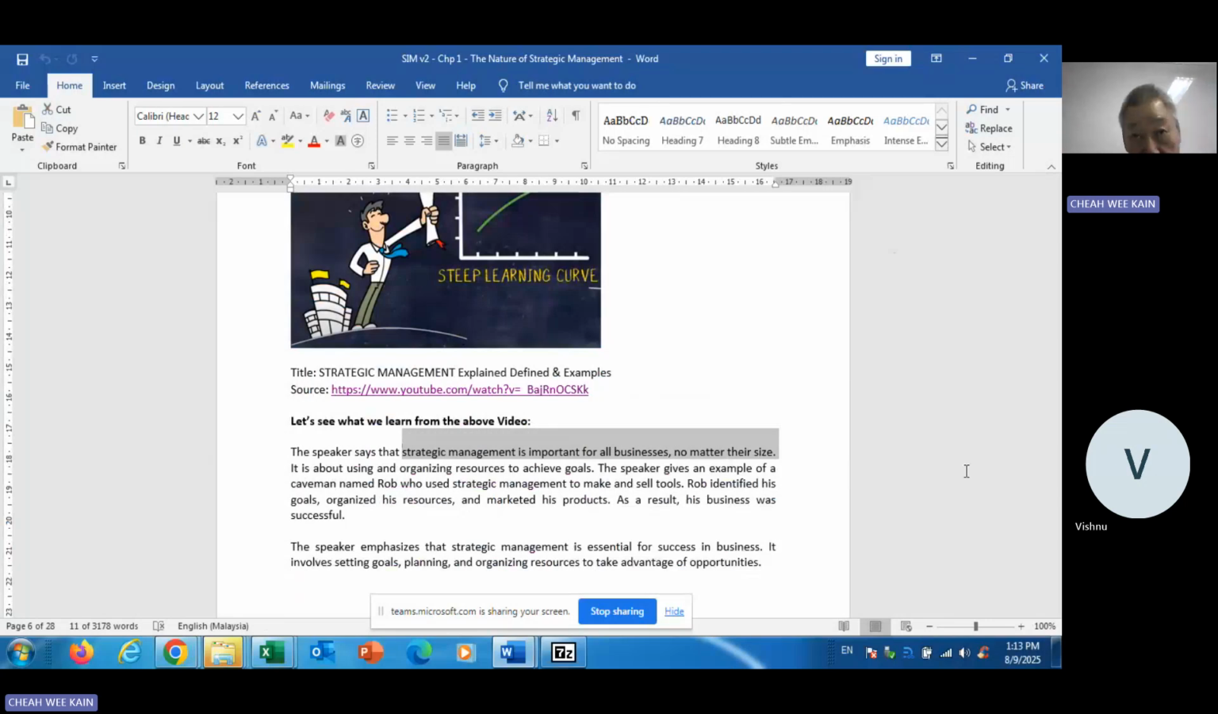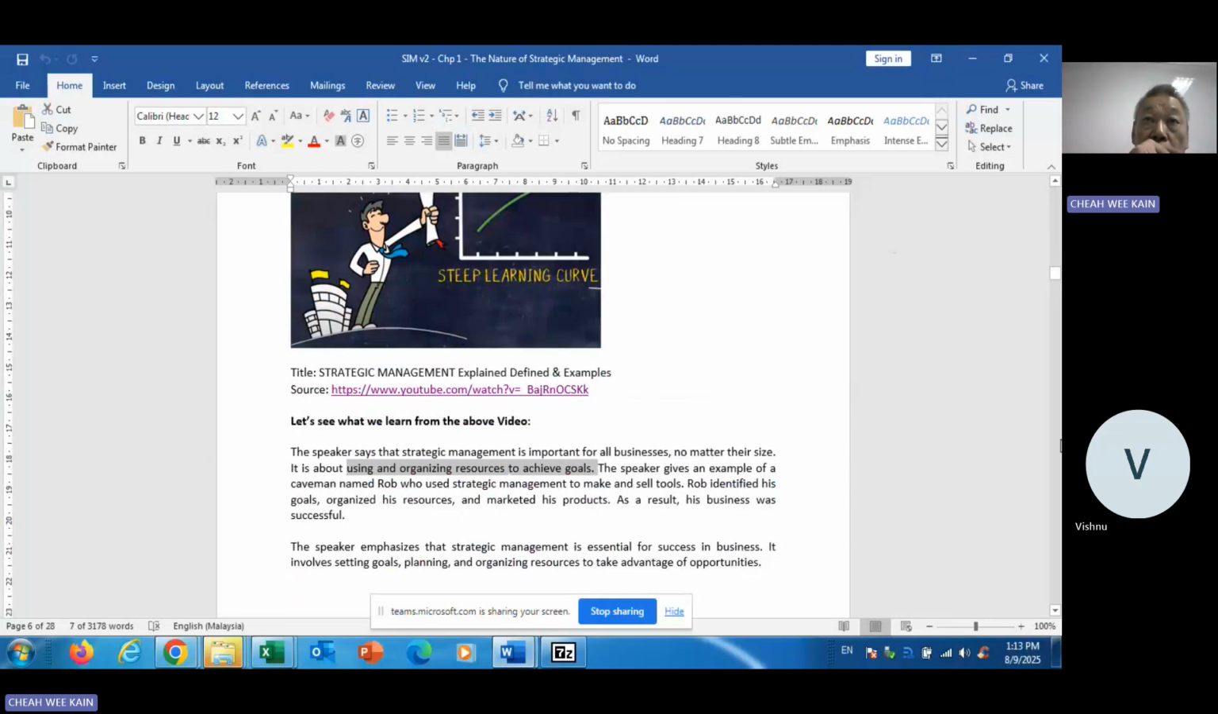What about governments? Do governments need strategic management? Yes, because the government also has plans of what they want to do. Like for example, in Malaysia, we used to have five-year plans, the first five-year plan, the second five-year plan, development plans. So therefore there's a need for strategy to make sure that they can achieve what they plan. So it's using and organizing resources to achieve the organization's goals.